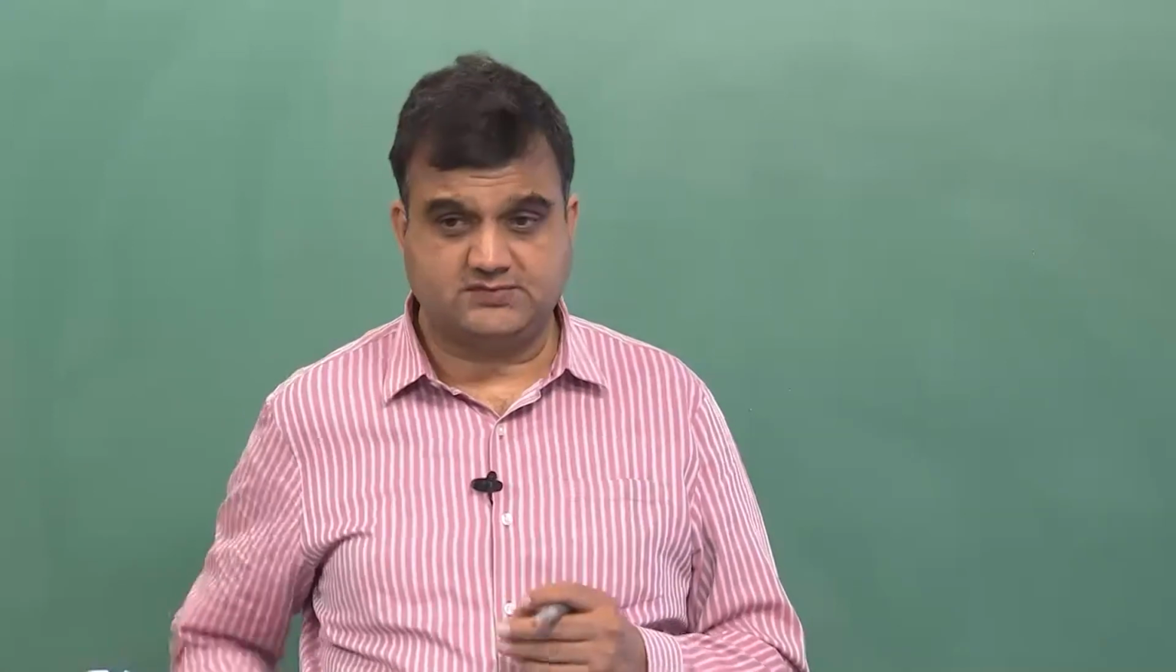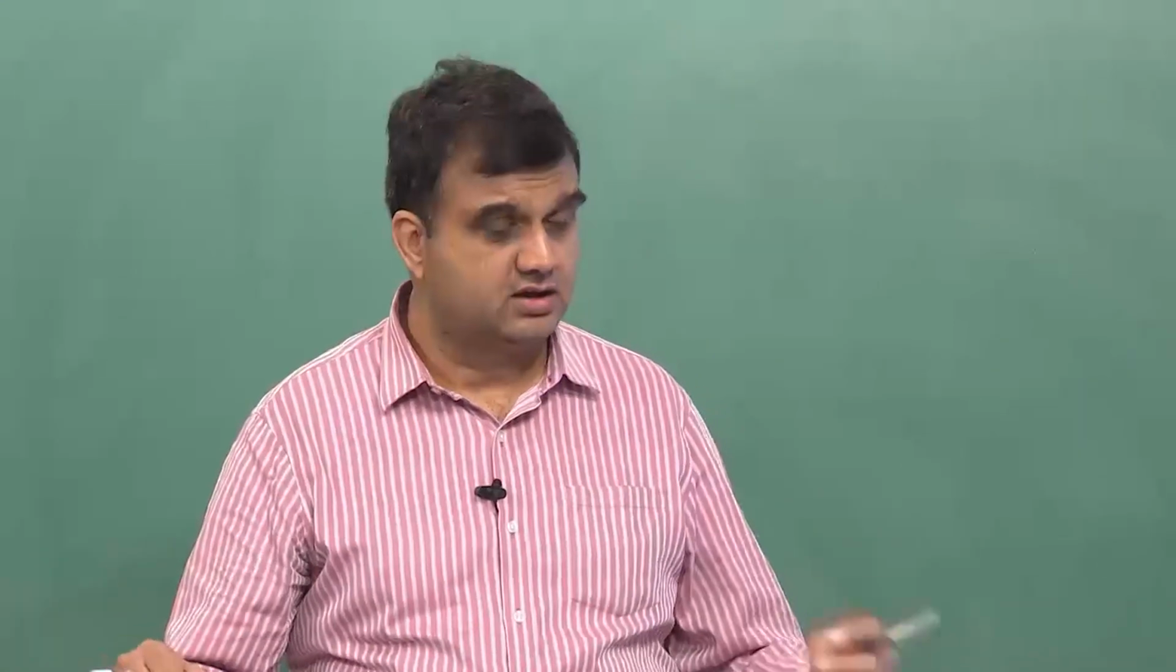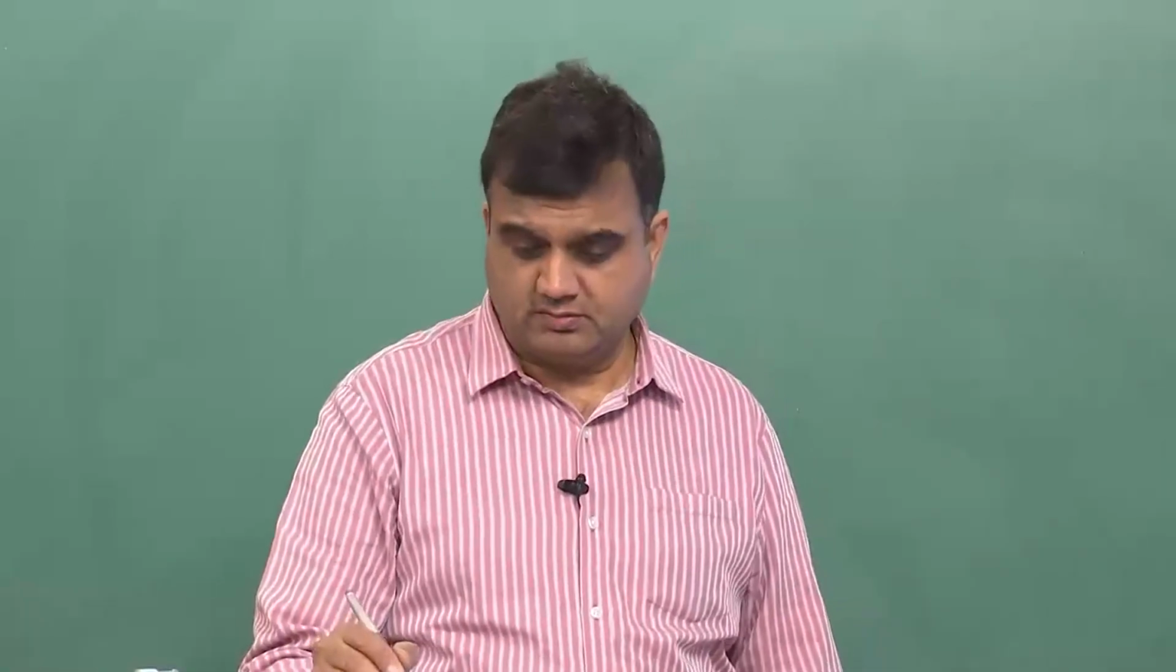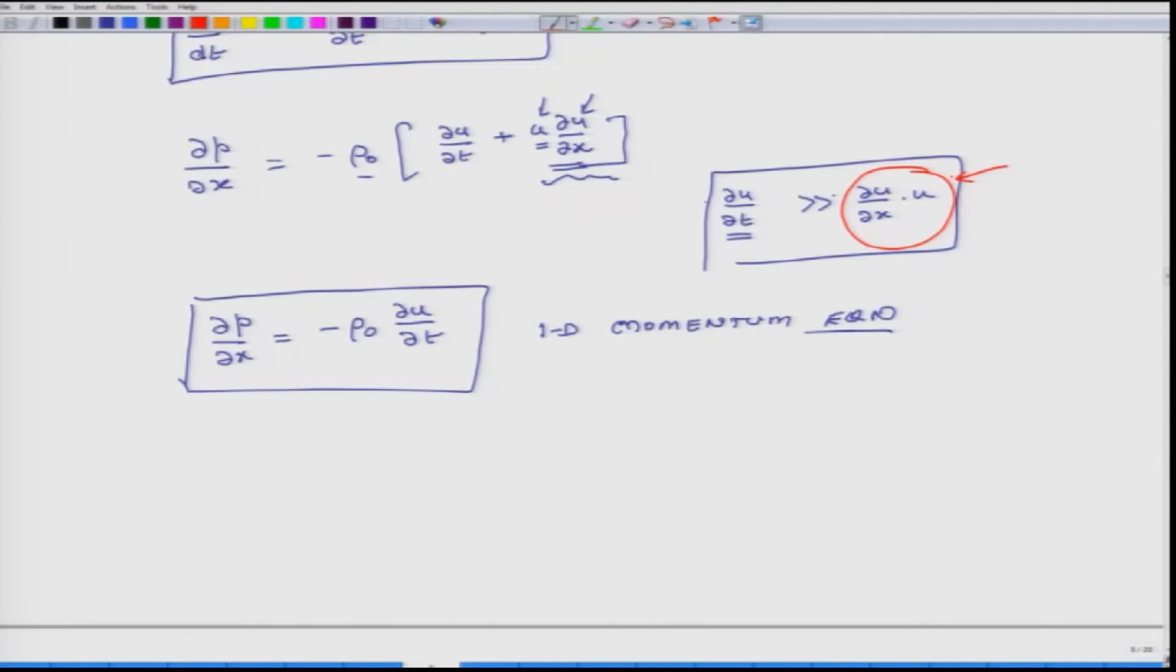If u was large, for instance, when there are explosions and things like that, then u could be very large. In that case, we cannot omit this term, and then the system becomes non-linear because I have u multiplied by its partial derivative in x. So it becomes a non-linear system. But here the 1D momentum equation is a linear equation. It depends on the first power of p, it also depends on first power of u. So it is a linear equation, right. So that is important to understand.